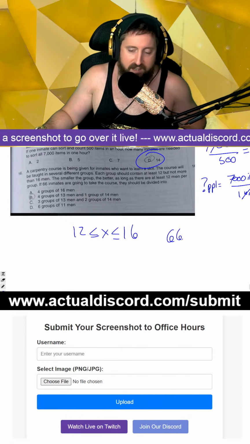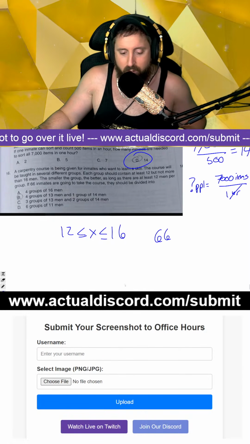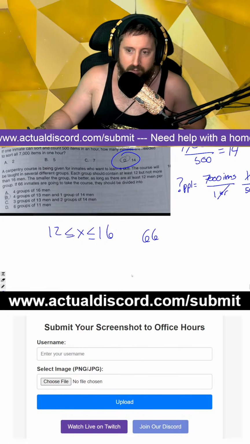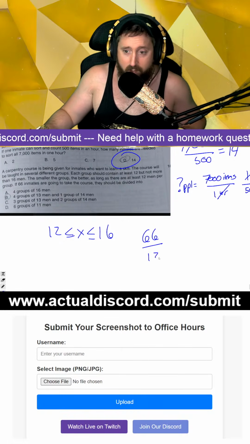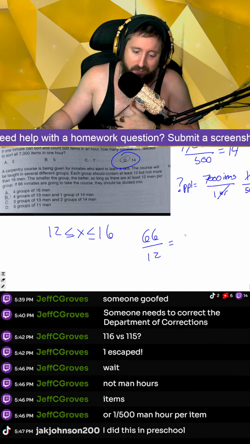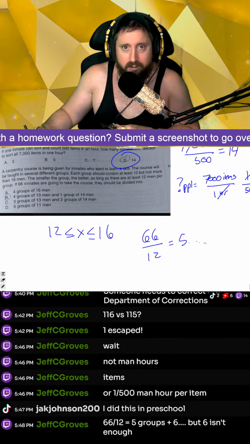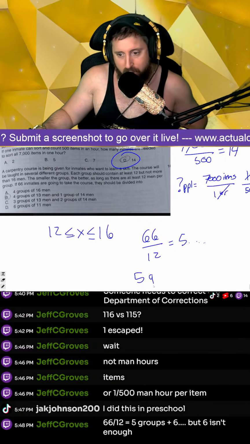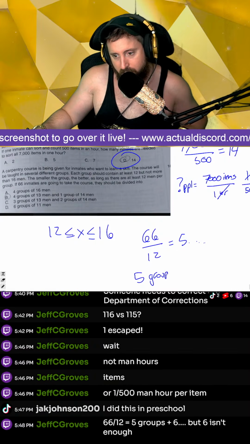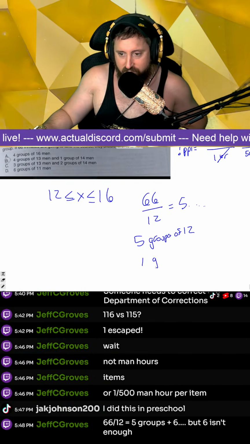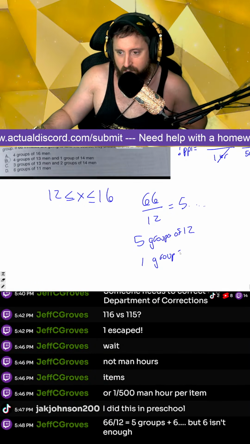So 66 needs to be broken down into groups, and you want smaller groups first, right? So if we divided this by 12, we would get 5 point something, right? So you could do 5 groups of 12, and then 1 group of 6. That would get you 66.